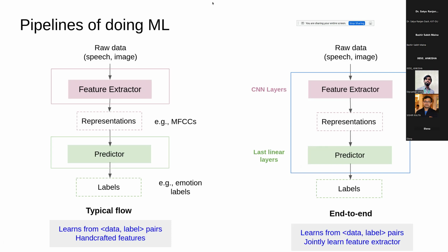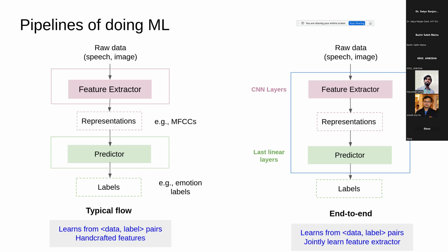There is another paradigm which is end-to-end. In the previous case the feature extractor is handcrafted. Instead, we can use some CNN layers. We feed the raw speech, the CNN layers learn the representation, and then there are some linear layers, for example a multi-layer perceptron. That whole network you train together. These CNN layers learn features related to your task, and this is end-to-end.